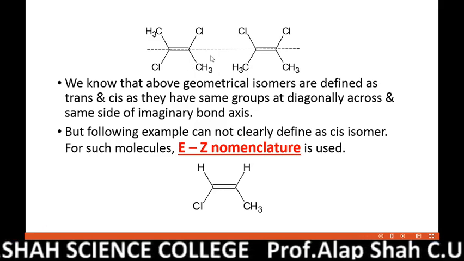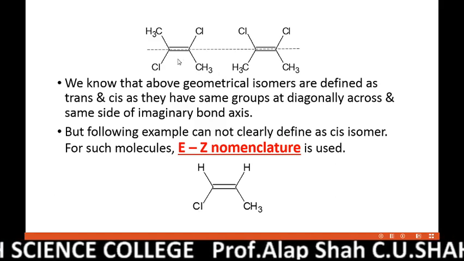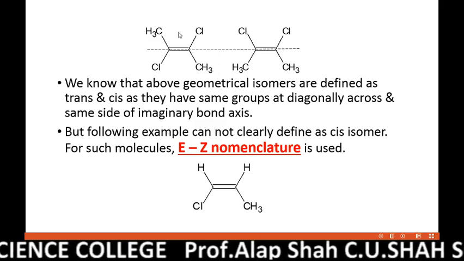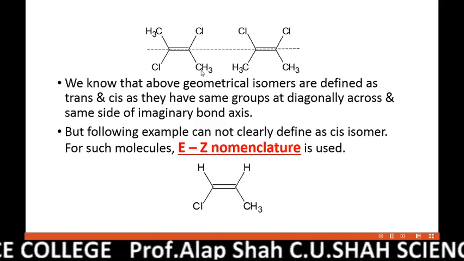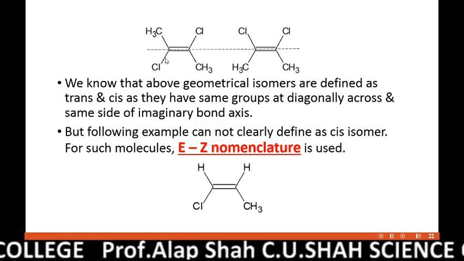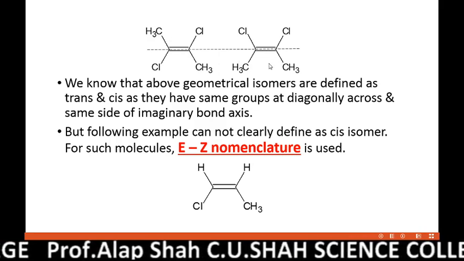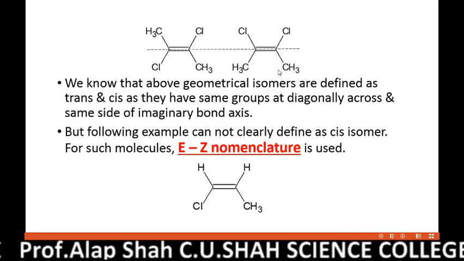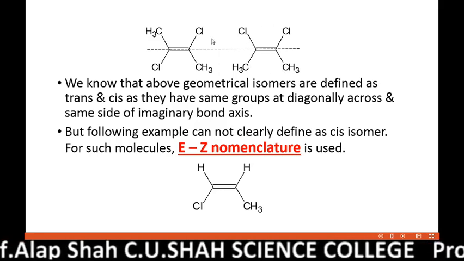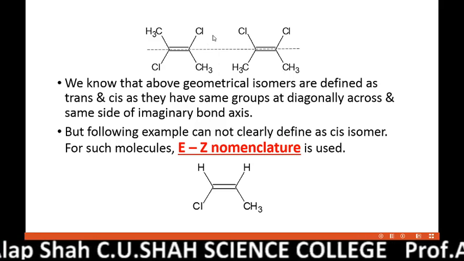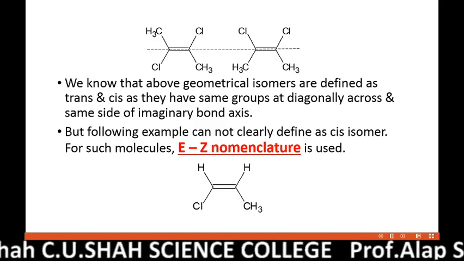If you focus on these two geometrical isomers, we all know that this isomer, in which identical groups lie diagonally across, here you can see 2-chloro and 2-methyl. Similarly, for this isomer, identical groups lie at the same side of a double bond. So clearly such geometrical isomers can be defined as trans and cis respectively. We all knew this thing.